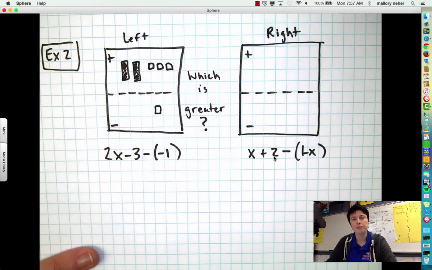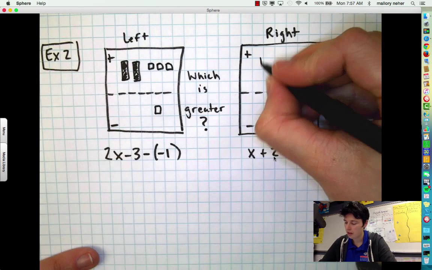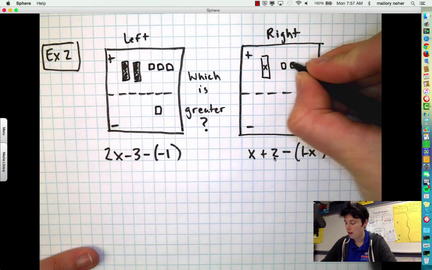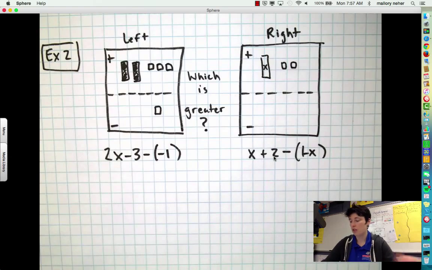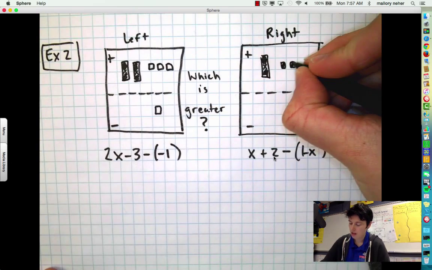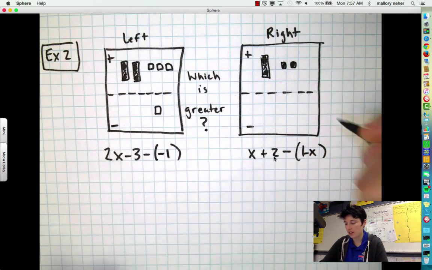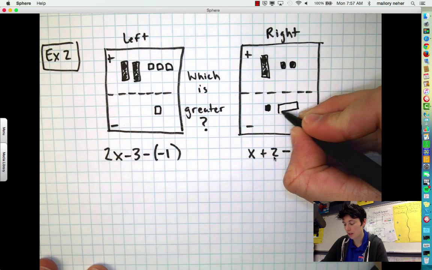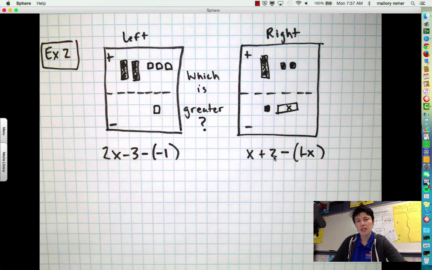And then on the right side, I have x plus 2. So I have an x plus 2. X and plus 2 are both positive, so what I'm going to do is shade those in nice and dark. And then down in the minus box, I'm going to build a 1 minus x. That's a 1. And a minus x would be an empty negative x like this. And that's how I'm going to build it.